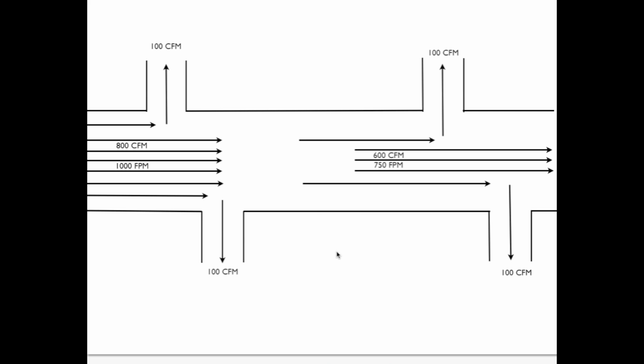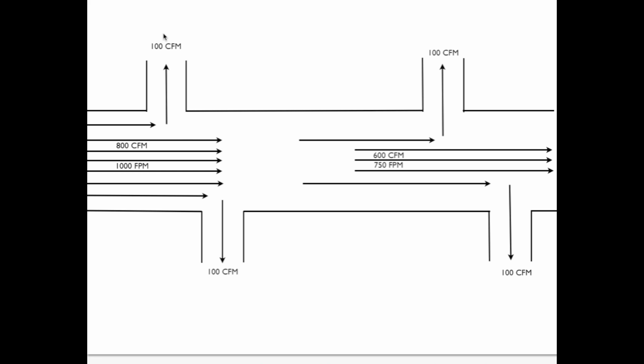Okay, this one is kind of giving you some ideas of CFM and feet per minute. Feet per minute obviously is the number of feet the air will move in a minute. So let's say right here in my ductwork, I'm coming in at 800 CFM, cubic feet per minute, and 1,000 feet per minute. Okay.